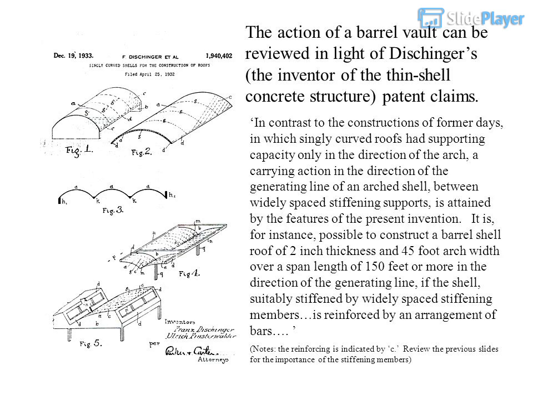It is, for instance, possible to construct a barrel shell roof of 2-inch thickness and 45-foot arch width over a span length of 150 feet or more in the direction of the generating line, if the shell, suitably stiffened by widely spaced stiffening members, is reinforced by an arrangement of bars. Notes: the reinforcing is indicated by C. Review the previous slides for the importance of the stiffening members.